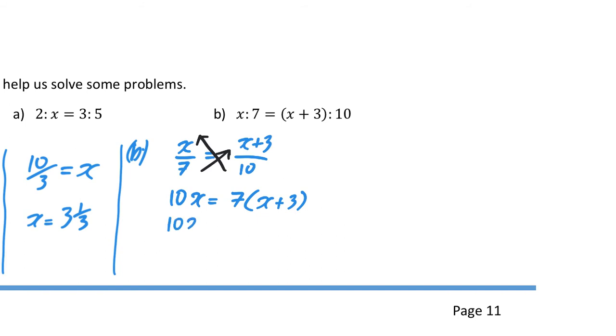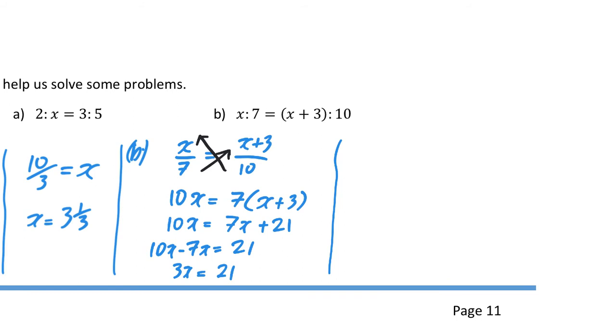And then just multiply your brackets. 10x is equal to 7x plus 21. Bring all the x's to one side. I'll have 10x minus 7x is equal to 21. 10x minus 7x is 3x is equal to 21. I'll continue up here. So what did I have? I had 3x is equal to 21. x is equal to 21 divided by 3, which means your x is equal to 7. And that is it.